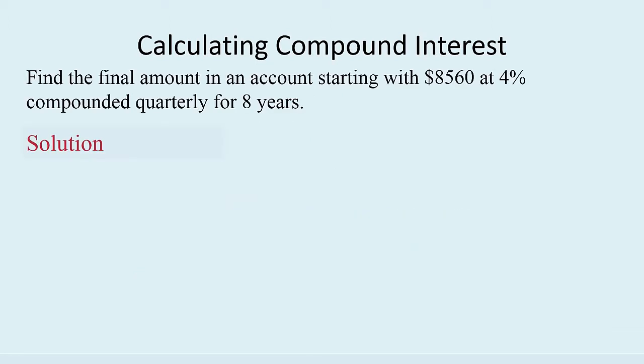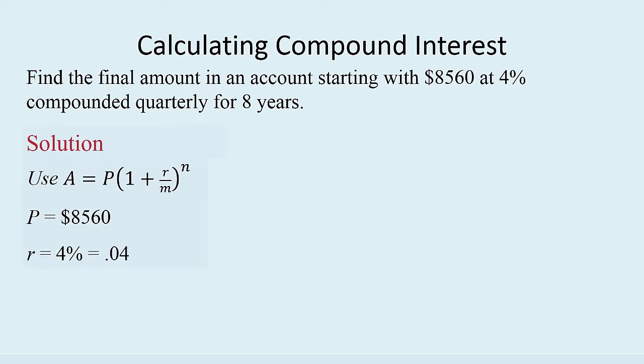For example, suppose we were asked to calculate the final amount in an account starting with an initial deposit of $8,560 at 4% compounded quarterly for 8 years. We should always start by writing down the formula. Then we'll identify each of the variables in the formula. We know that P is the principal or starting amount, which is $8,560. R is the interest rate, 4%, but we always need to write it in decimal form when we plug it into the formula. This would be 0.04.